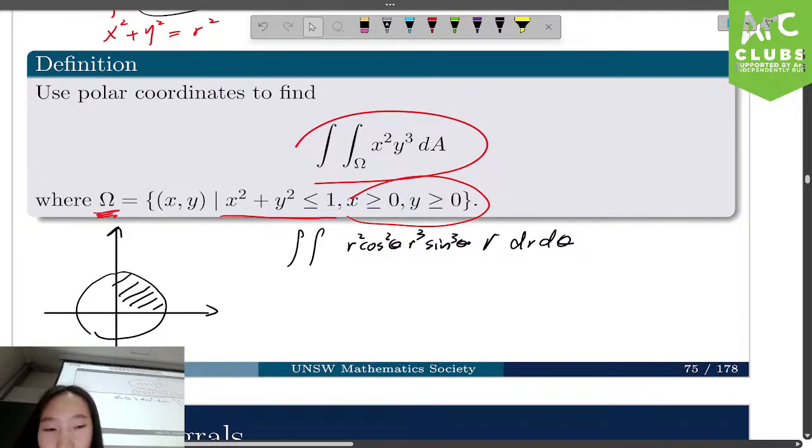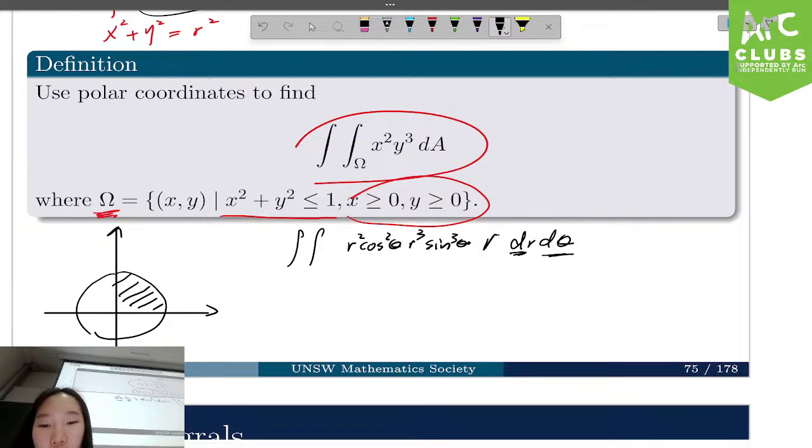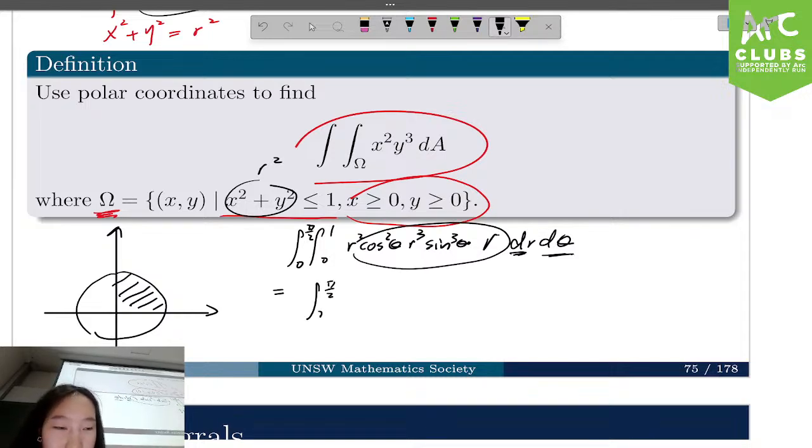So now we need to determine the bounds, for r first, then theta. So for our r, it is 0 to 1, right? This one is basically our r squared. So r is just 0 to 1. And for our theta, because it's in the first quadrant, it's 0 to pi over 2. Wonderful. So 0 to pi over 2, and simplify this.